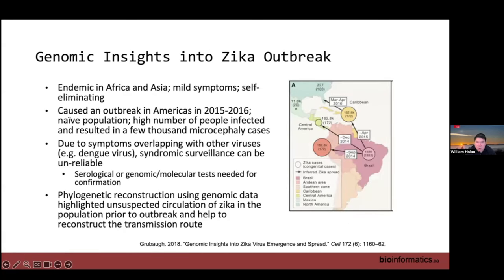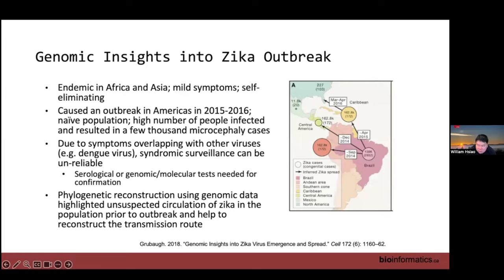And another outbreak that is of note is the Zika outbreak in the Americas. Zika virus causes much milder symptoms for most people and has been endemic in Africa and in Asia for many decades. In 2015 to 2016, it caused an outbreak in the Americas. The outbreak resulted in a few thousand cases of microcephaly. And this is likely because the general population is naive to this virus.